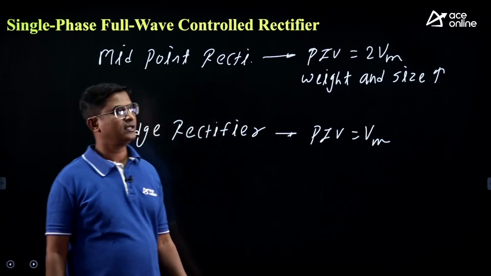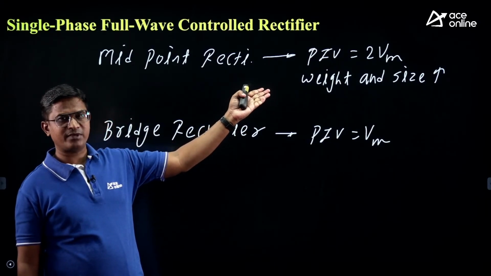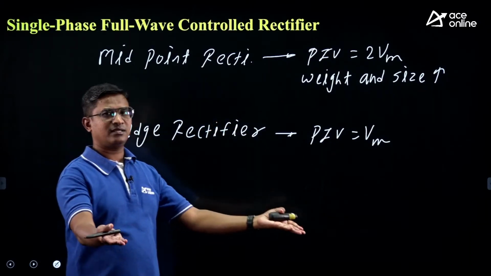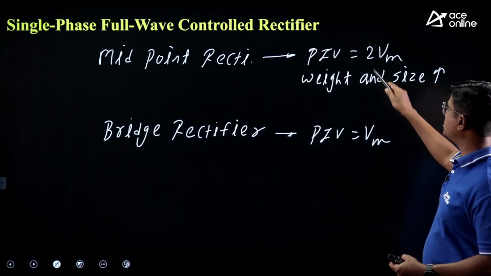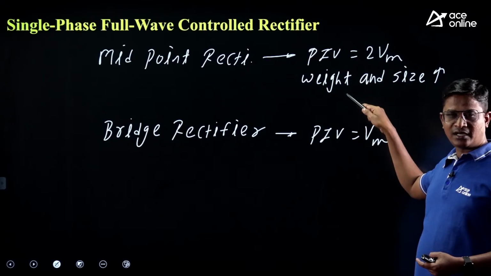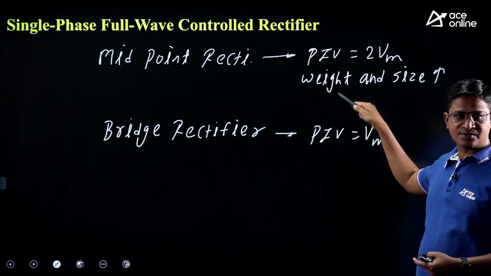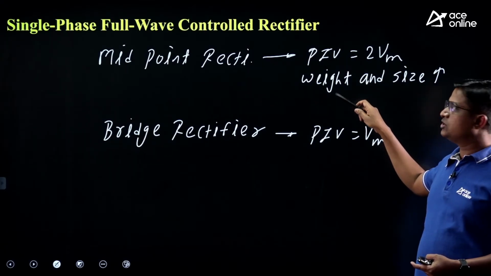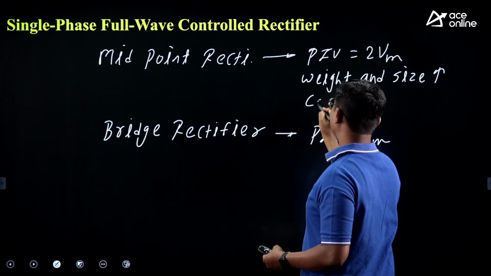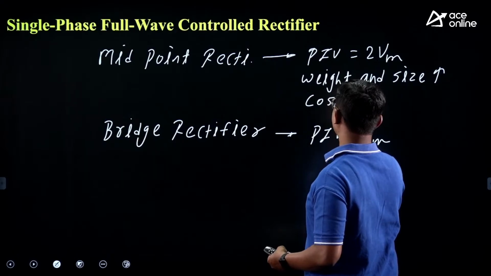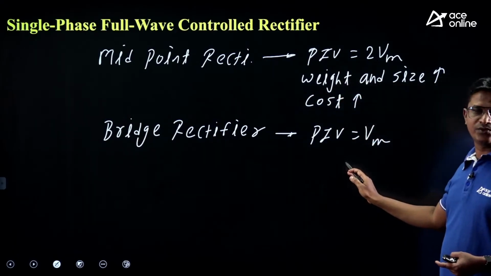Why? Because their voltage rating is high, PIV, right? So more the rating, more will be the cost of the device. So therefore here switch cost is more. Additional transformer we are using, specially designed transformer, so its cost is also more. So therefore overall the cost of midpoint rectifier is more. Comparatively here less costly you can get.